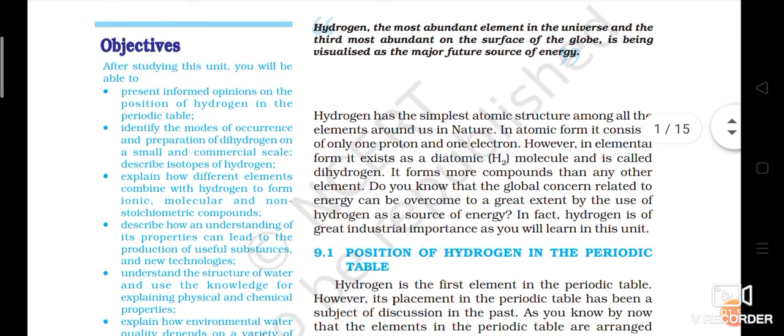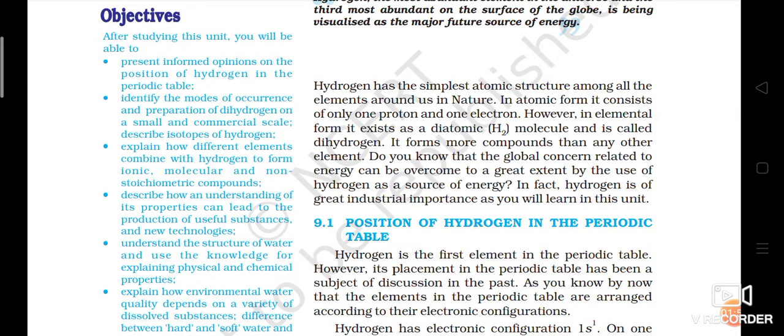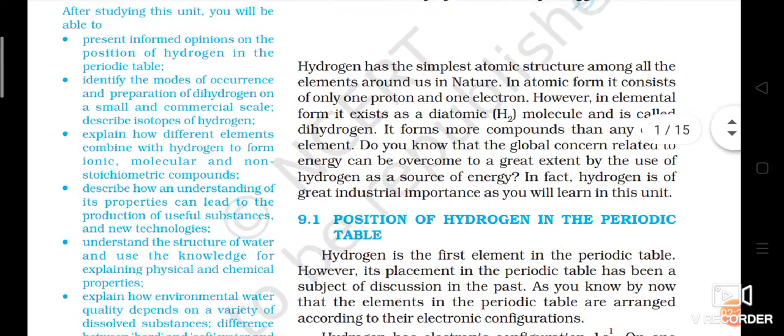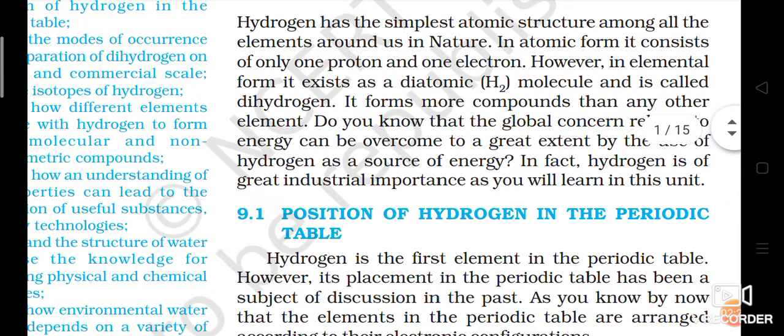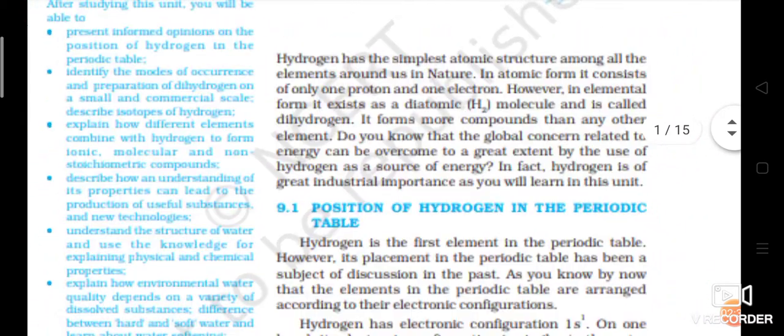Yes, it's true. Hydrogen has the simplest atomic structure among all the elements around us in nature. In atomic form, it consists of only one proton and one electron. However, in elemental form, it exists as a diatomic molecule and is called dihydrogen. It forms more compounds than any other element. The global concern related to energy can be overcome to a great extent by the use of hydrogen as a source of energy. In fact, hydrogen is of great industrial importance, as you will learn in this unit.